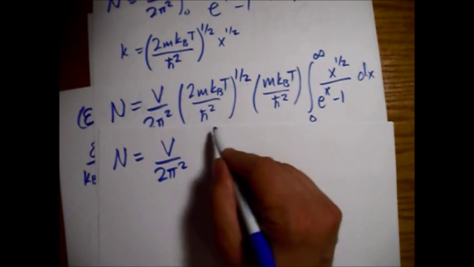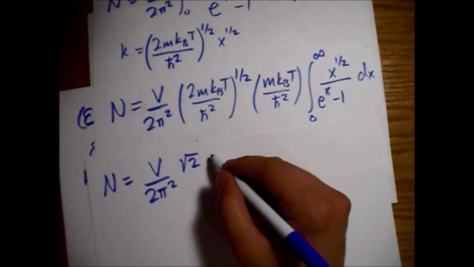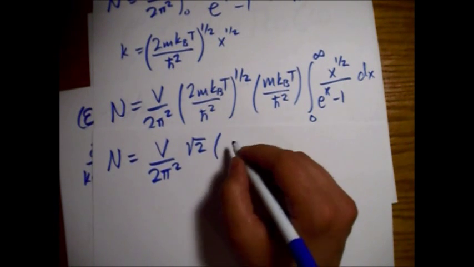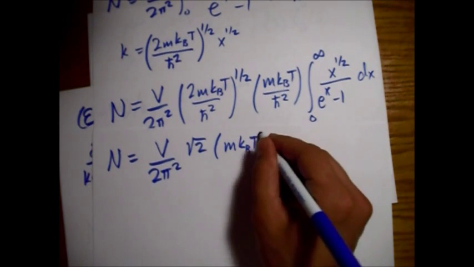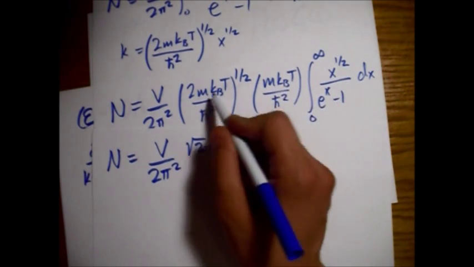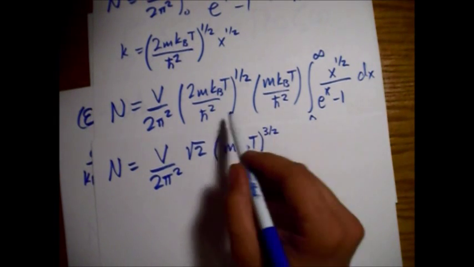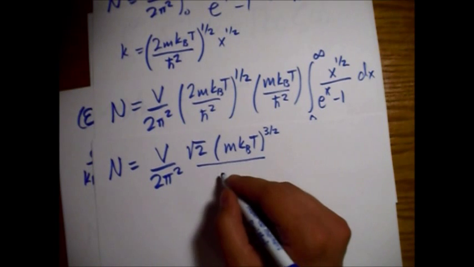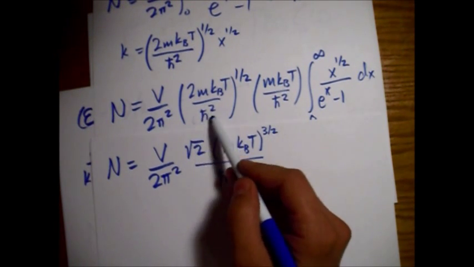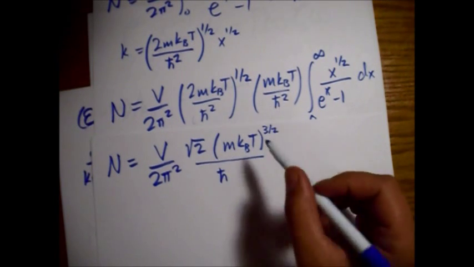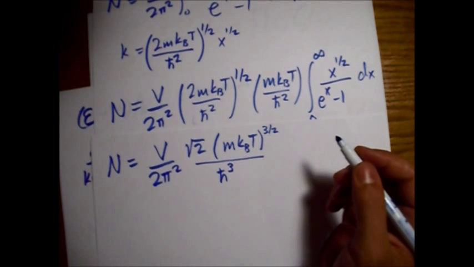So, let's see, I'm going to put a square root of 2, and then I'm going to have an mkbt. I'm going to combine these two to get a 3/2 power. Okay, and then we have an h bar. This gets taken down to just 1 power of h bar, but then we have 2 of them out here, so we end up with 3 altogether.